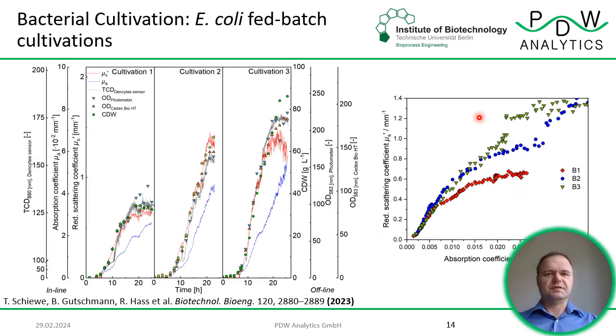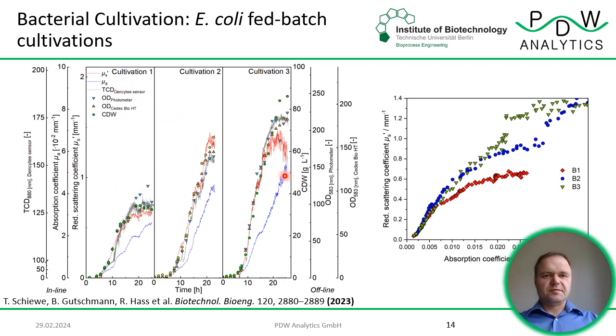Another example is E. coli fed batch cultivations being done at the TU Berlin. Here, without looking into details, 3 different cultivations, actually supposedly reproducible cultivations, have been executed. What we see here in blue is the absorption coefficient, and in red the reduced scattering coefficient, and then a number of further analytics. So optical density measurements based on sample taking and dilution, cell dry weight measurements, and also an approach towards inline turbidity measurement.